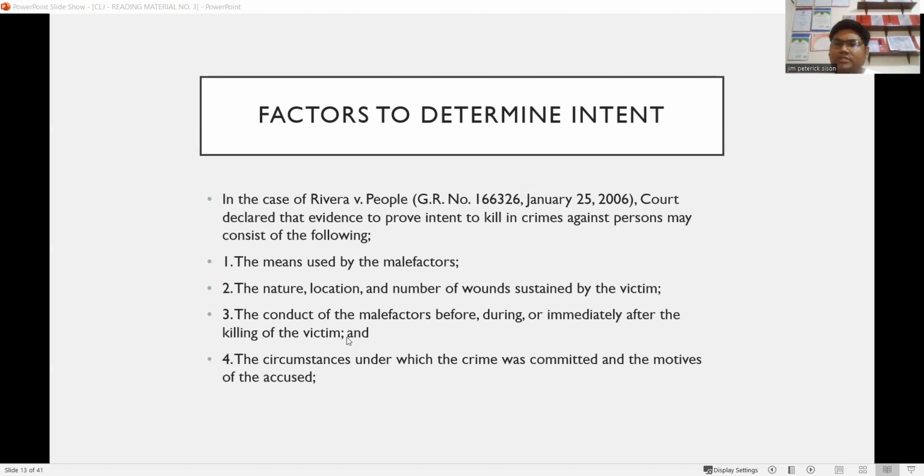Next, the conduct of the malefactors before, during, or immediately after killing the victim. Did they celebrate after killing the victim? Before the killing, eyewitnesses saw them agree to kill the victim. During the killing, they were seen killing him. Immediately after, did they celebrate, saying, yes, we killed Juan de la Cruz? So that is the conduct of the malefactors. And number 4, the circumstances under which the crime is committed and the motives of the accused. These are very important factors to determine criminal intent.